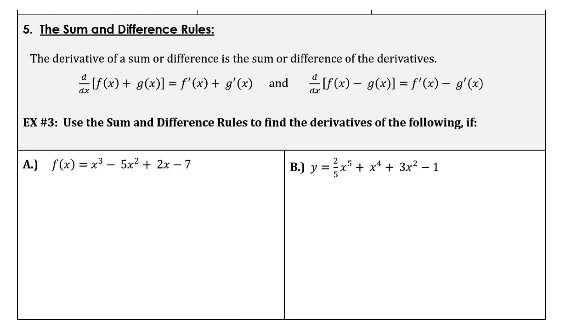So for A, finding the derivative, we're going to say f prime at x equals, hopefully we got 3x squared minus 10x plus 2. What happens to the minus 7? What's the derivative of a constant? 0. So this is it. That's your final answer.